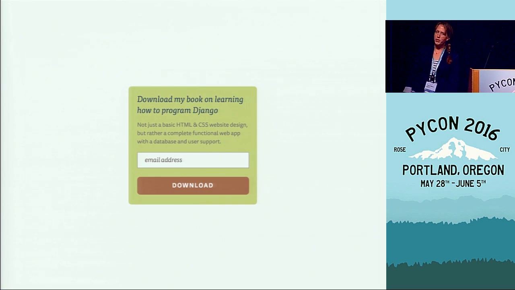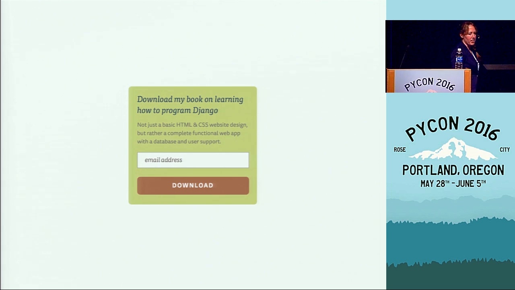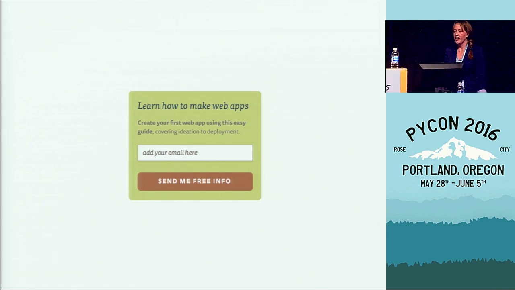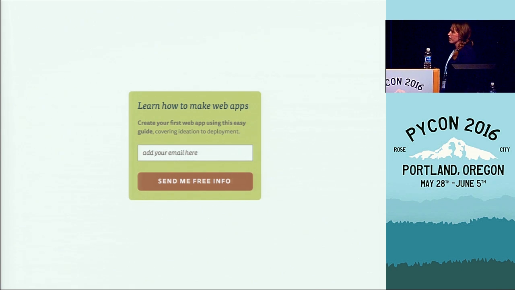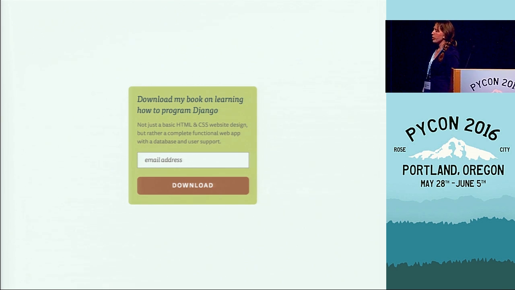So we're not done with the widget. You notice that the headline here, download my book, I'm learning how to program Django, is kind of like, eh. What if we updated that to say, hey, learn how to make web apps? And the button at the bottom, as well as the form, everything, I updated the content too.